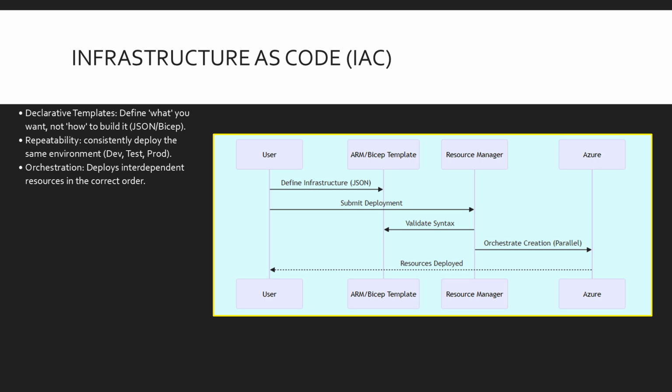This sequence diagram demonstrates the flow of infrastructure as code. The user defines the infrastructure in a template. This template is submitted to the resource manager, which validates it and then instructs Azure to orchestrate the creation of resources, often in parallel. This visualizes how code is transformed into live infrastructure.